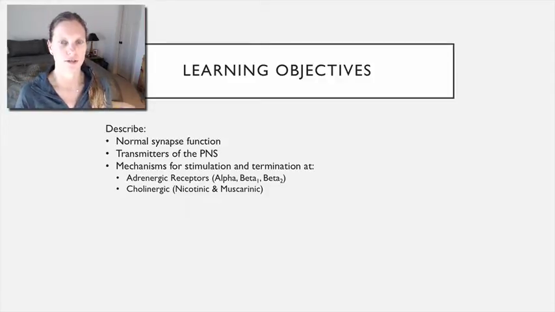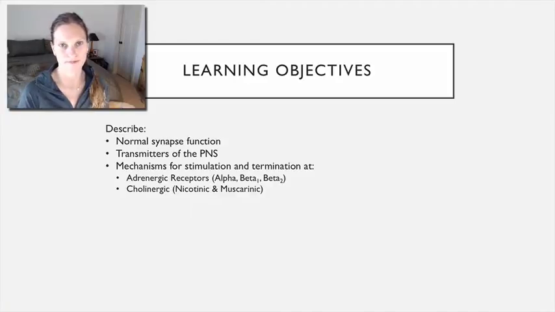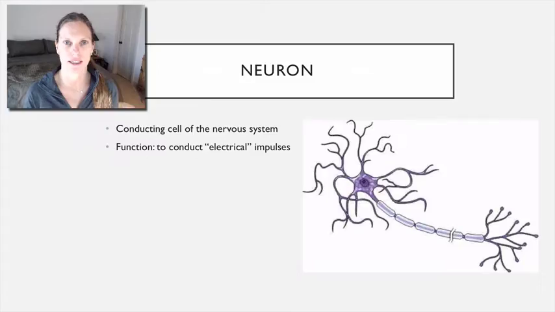So we're going to review normal synapse function. We're going to talk about the two main transmitters of the autonomic nervous system, which are norepinephrine and acetylcholine. And then we're going to talk about how we stimulate and how we terminate the action at our primary receptors of the autonomic nervous system, which are going to be the adrenergic receptors, the alphas and the betas, and the cholinergic receptors, the muscarinic receptors, and the nicotinic receptors. So that's the game plan for this next little bit.